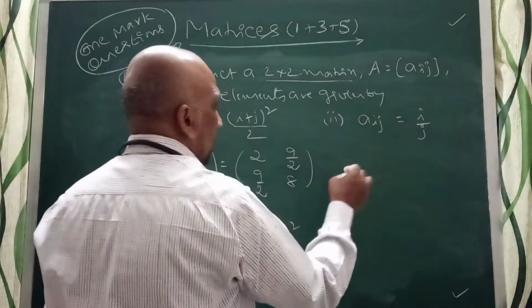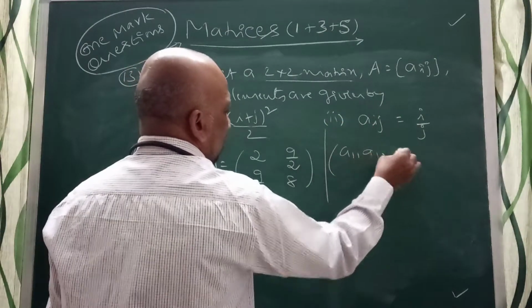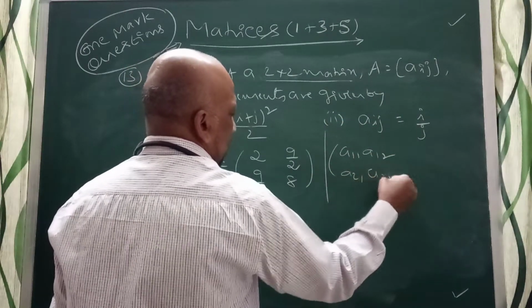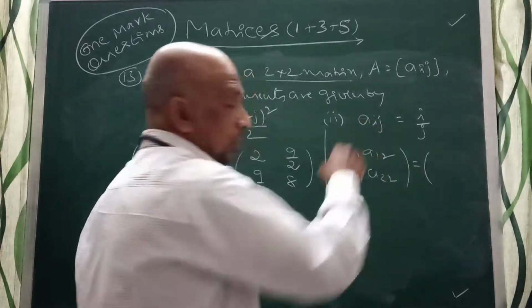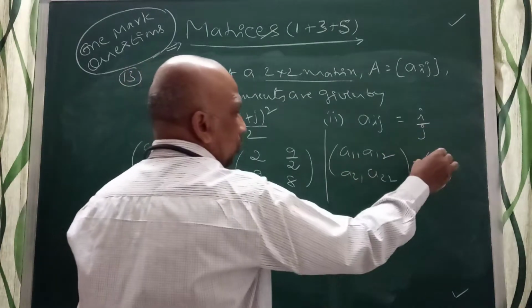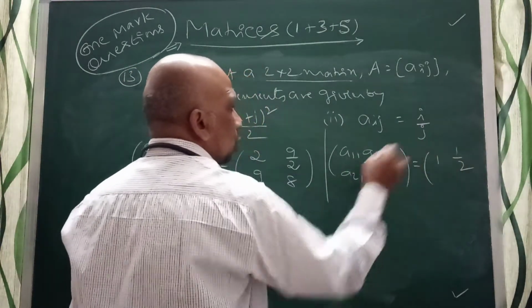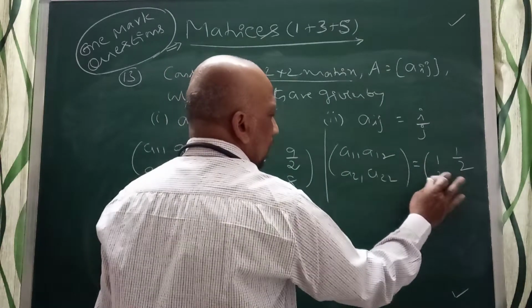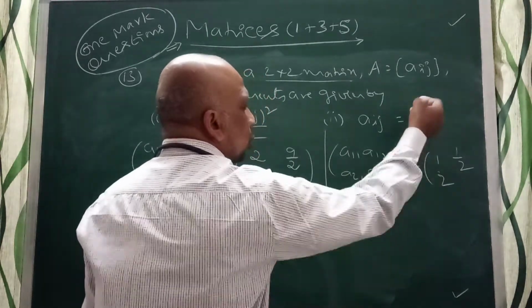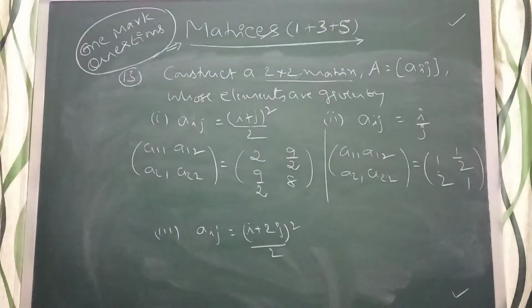Coming to this one, yeah, easy. When you are taking this problem, again A11, A12, A21, A22, right? Just think, this will be easy. Substitute. Here I and J are both the same, 1 by 1, 1. This is 1 by 2. Here you will get 2 by 1, 2 only, right? This is 2 by 2, 1. It comes 1, 1 by 2, 2, 1, right.